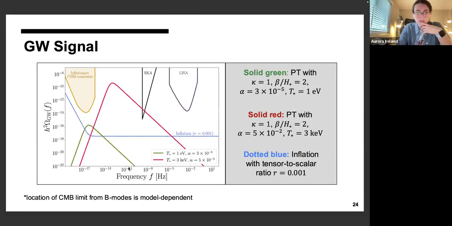So this is what it looks like. Here I have the same red benchmark as before, the 3 keV one. This is the 1 eV one. And then also I have the inflationary prediction. You can note that they all cross around a frequency of 10 to the minus 17 hertz, like you would expect. And then the red benchmark is maybe within range of the Square Kilometre Array.